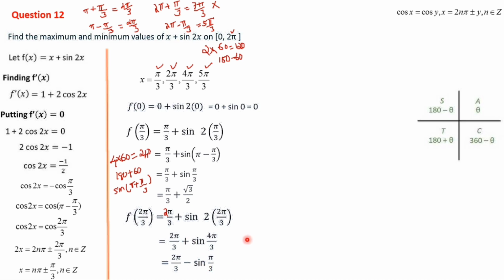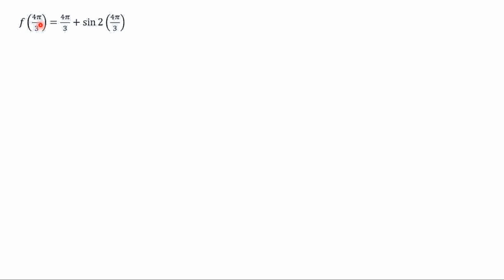Some steps are excluded here. So 2 pi by 3 minus sine pi by 3, that is equal to 2 pi by 3 minus, sine pi by 3 value is root 3 by 2. Next we have to calculate f of 4 pi by 3. That is equal to 4 pi by 3 plus sine 2 into 4 pi by 3. In the f function we substituted by replacing x. That is 4 pi by 3 plus sine 2 into 4, 8 pi by 3.